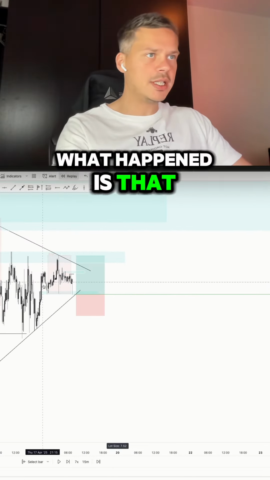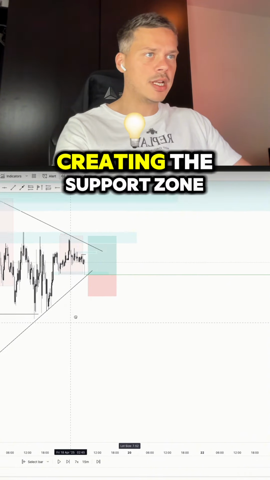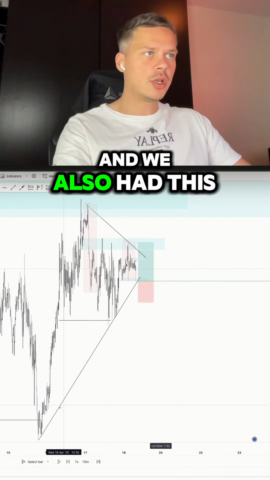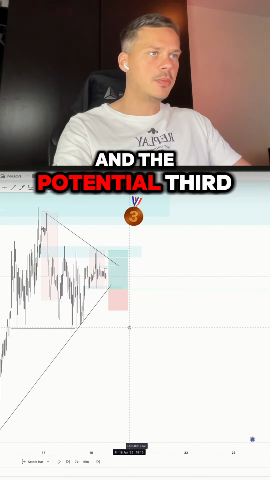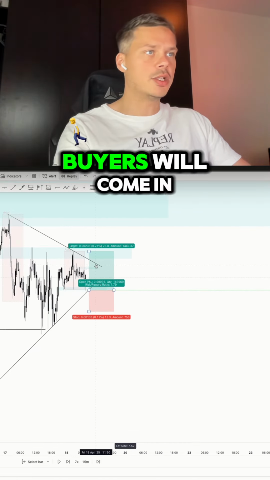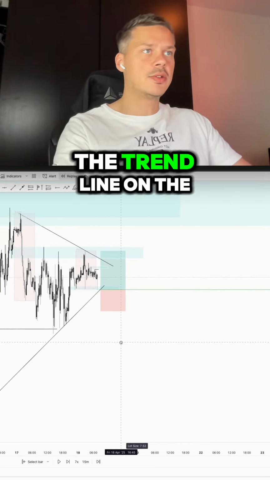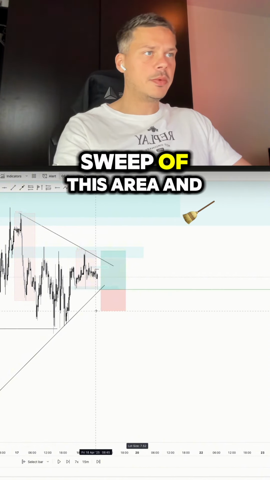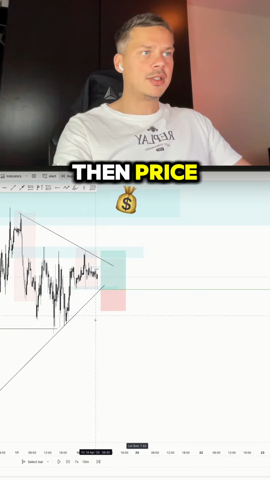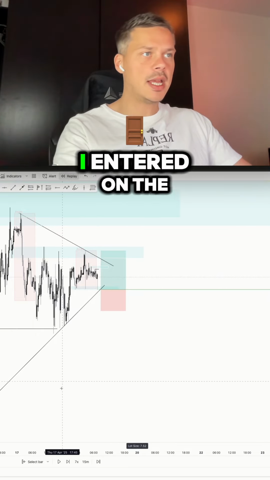Well, what happened is that price within Asia was creating this support zone, and we also had this trend line build up from this low all the way to this one, and the potential third touch is where most buyers will come in. The same is for the trend line on the top side. Now, all I wanted to see was a sweep of this area and then price continuing bullish. I entered on the sweep.